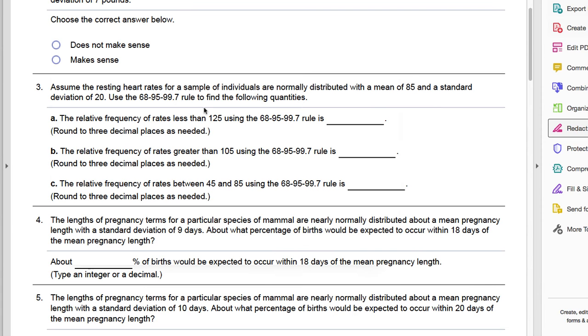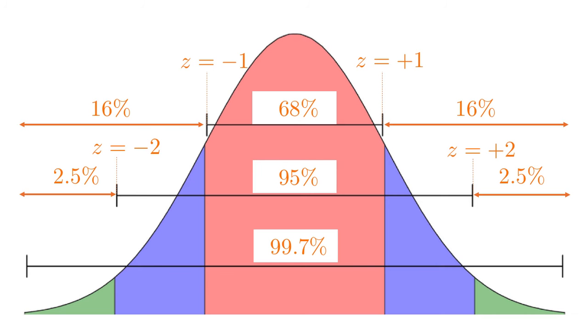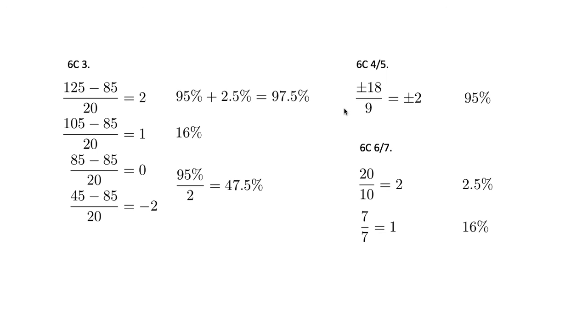Now let's go back to the question. We want the relative frequency of rates less than 125. So a z-score of 2, we're here. What percentage is less than 2? Well, we have 95% plus 2.5% for a total of 97.5%. So 97.5% of the data would be below a value of 125.